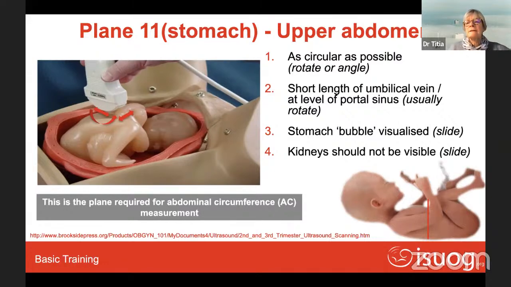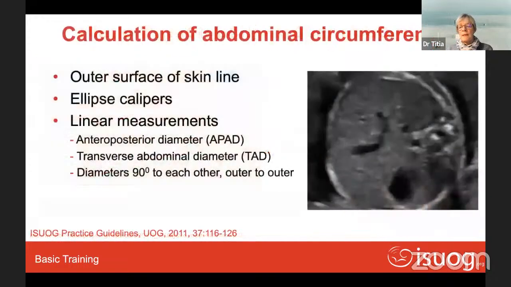You see the stomach, and you sort of have to slide up and down and rotate sometimes a bit, and sometimes you have to angle a bit to get to the correct place, and you make sure that there are no kidneys. And this indeed is an ideal plane for the abdominal circumference, where you see the portal vein or the umbilical vein just entering here the portal sinus.